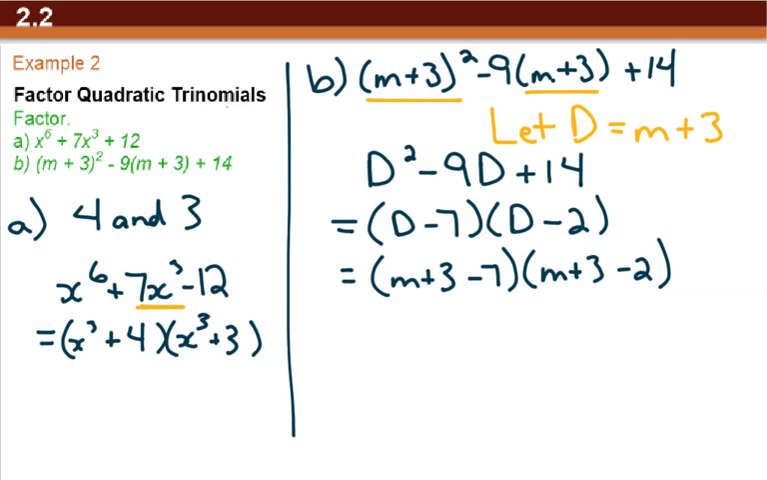The very last step to make this as simple as possible, each of those brackets has a set of like terms we can combine, so we'll end up with m minus 4 and m plus 1.